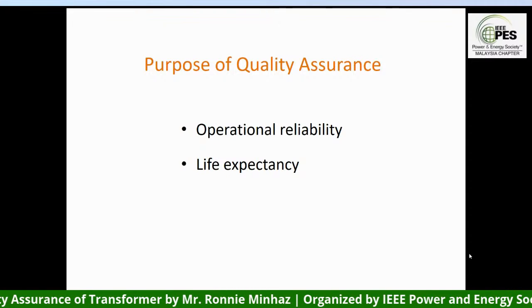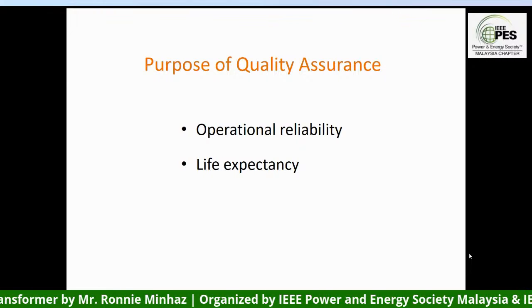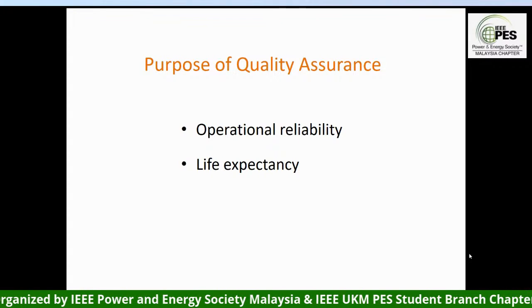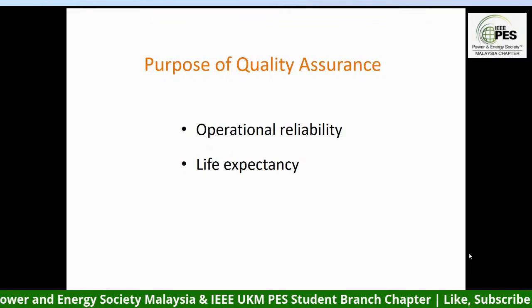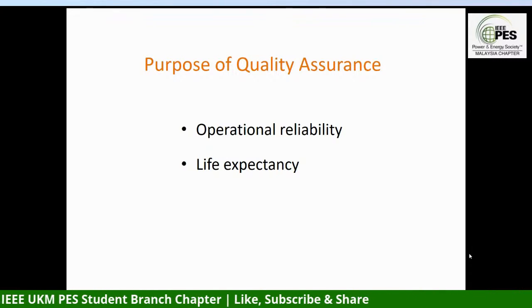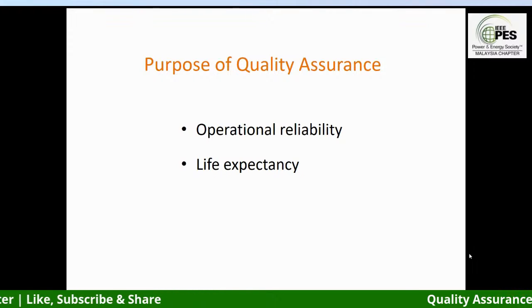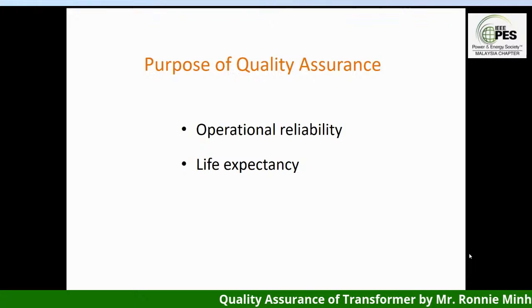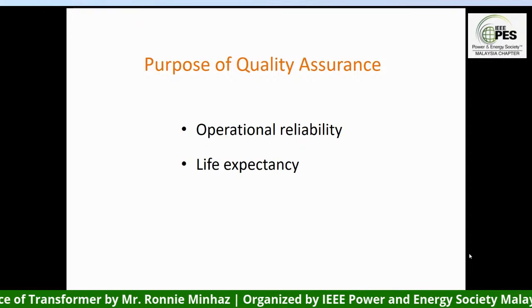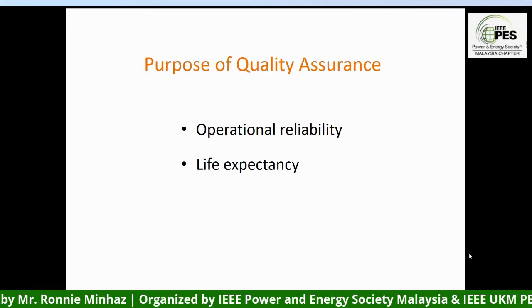What is operational reliability? Let's say when you procure the transformer and you put it into service, you want the transformer to be in service for, let's say, 30 years, 40 years, whatever it is. And during that time, you don't want the transformer to fail, or due to some reason, you don't want to take the transformer out of service. So that means during that lifetime of the transformer, you want the transformer in service without any interruption. That's what we call operational reliability.